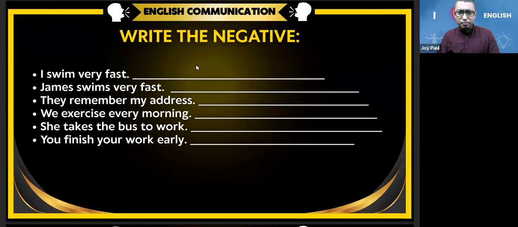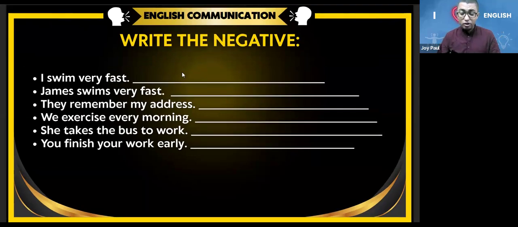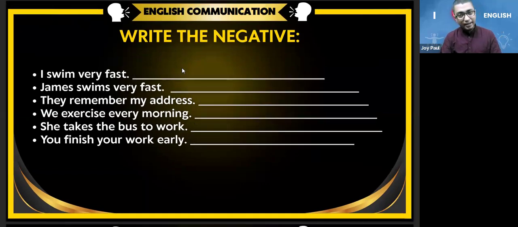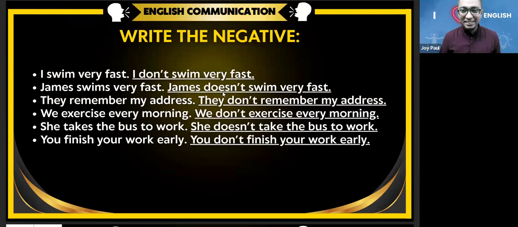Let's see a few more examples. How to write the negative sentence when the positive is present. I swim very fast. What do you have to say? I do not swim very fast. Clear? Next, James swims. James is a name. Third person singular number. That's why you added s with the verb. So we have to say James doesn't swim, not swims. Yes, James doesn't swim very fast.